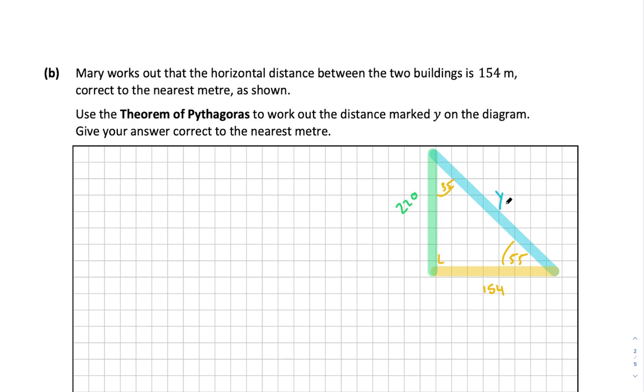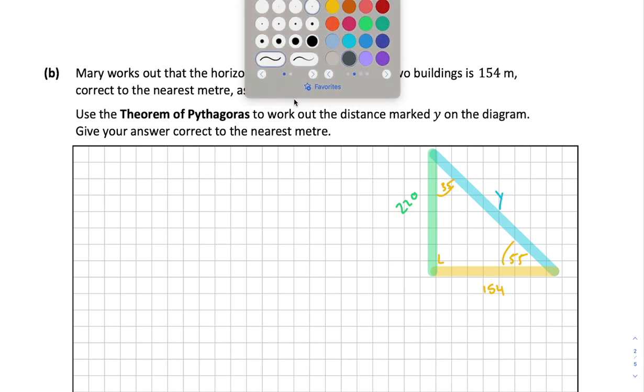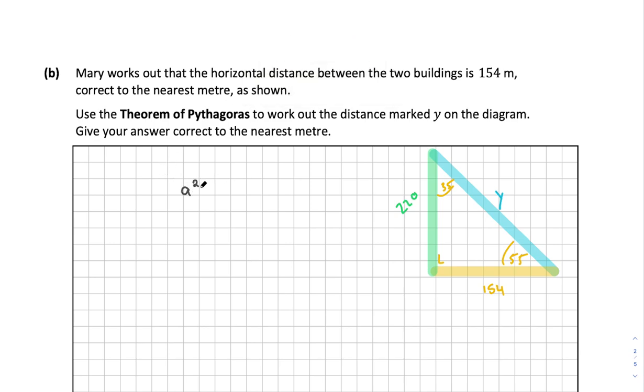So I'm going to call it Y. And I'm now going to use Pythagoras' theorem. So I'm going to start out by writing Pythagoras' theorem, which is a squared plus b squared is equal to c squared.